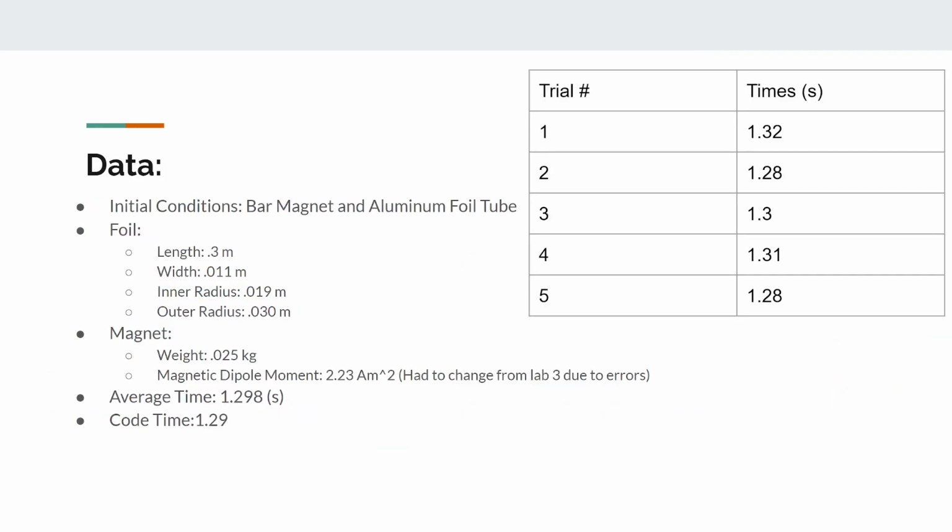Some data. Our initial conditions are just the bar magnet and aluminum foil tube. The foil is 0.3 meters long, had a width of 0.011 meters, inner radius 0.019, outer radius 0.030. The magnet was 0.025 kilograms, and the magnetic dipole moment was 2.23. I had to recalculate it using the magnetometer app because my lab 3 had errors. And then the average time is the same as stated earlier, and you can see the trials on the right. We had to do it 5 times.